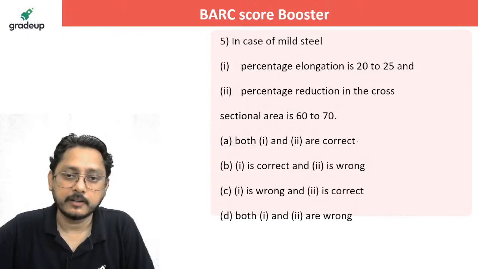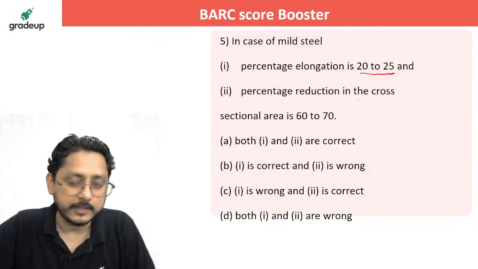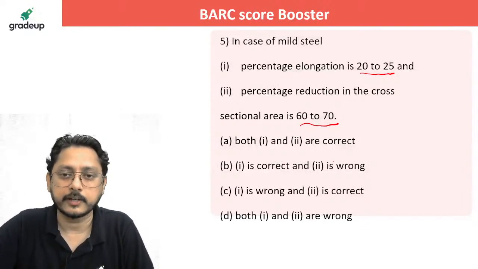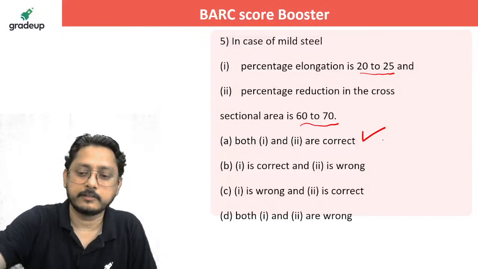Which one is correct here? Yes, absolutely. That 20 to 25 is the percentage elongation. That's correct, almost. And 60 to 70% is the reduction of area. That is also correct. Basically, both are correct here, isn't it? Both are correct here. Where is the answer? That is A. Yeah, that's all.